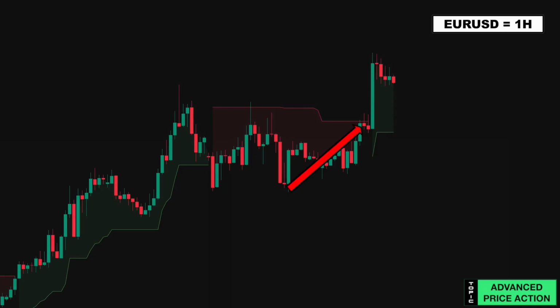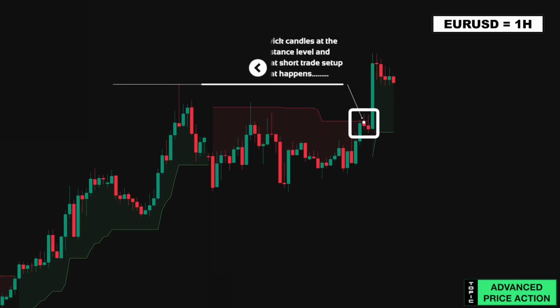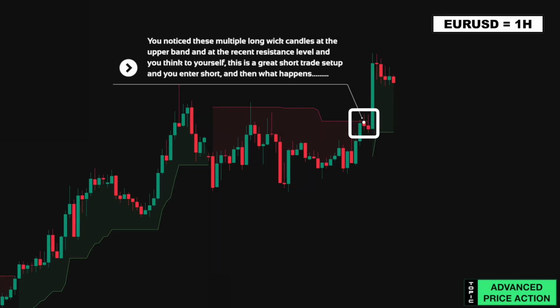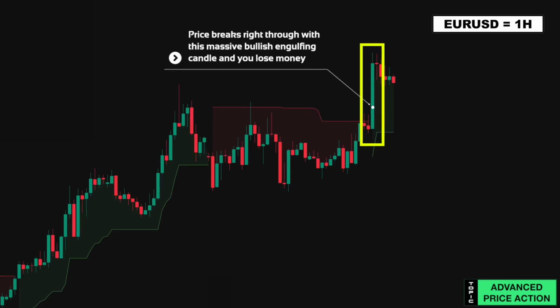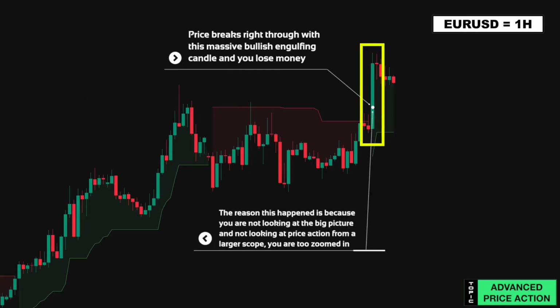Now, when price came back up, you noticed these multiple long wick candles at the upper band and at the recent resistance level. And you think to yourself, this is a great short trade setup, and you enter short. And then what happens? Price breaks right through with the massive bullish engulfing candle, and you lose money. The reason this happens is because you are not looking at the big picture and not looking at price action from a larger scope. You are too zoomed in.